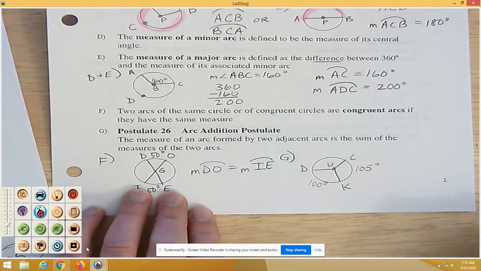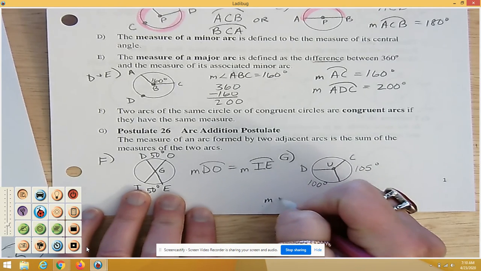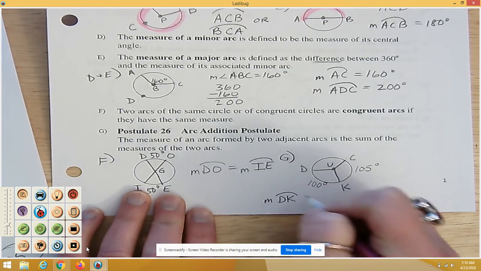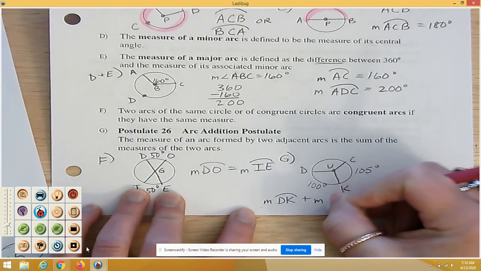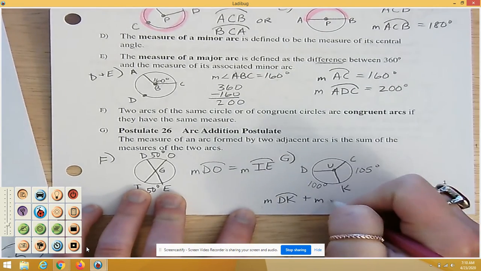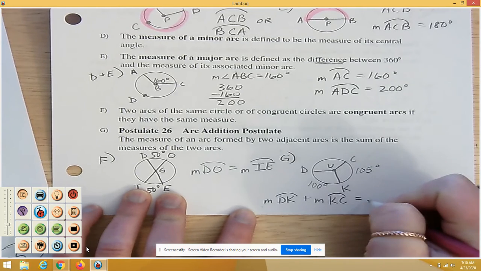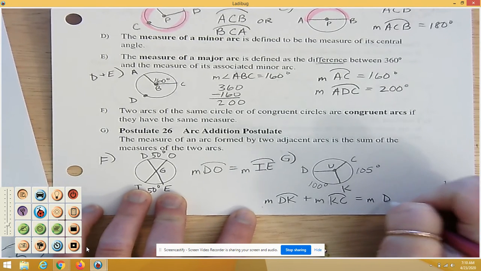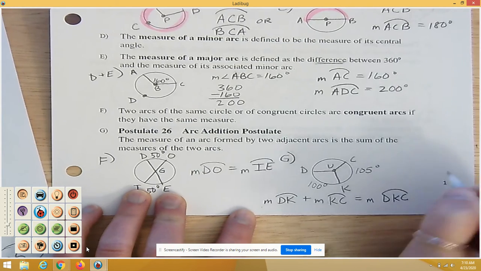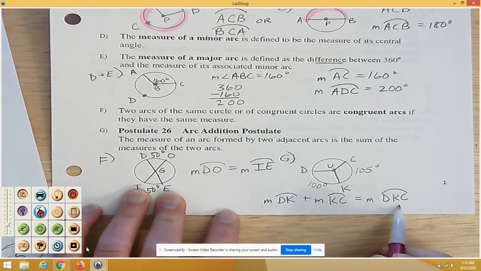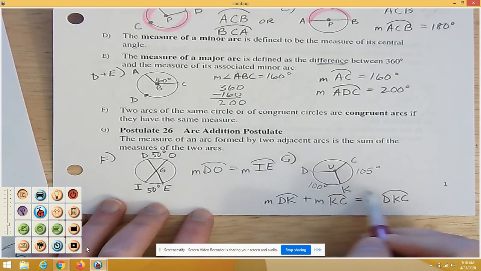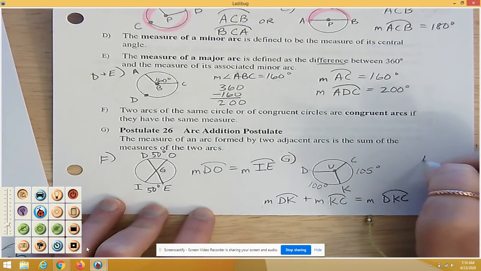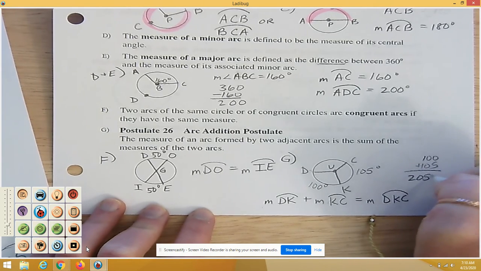The corresponding central angle would also be 100 degrees. And I'm going to write it out fancy, and I'm going to say the measure of arc DK plus the measure of arc KC would equal the measure of arc DKC. Now, I'm not going to be asking you to write out the notation. I just want you to recognize that that's what you're doing. So you're adding this degree to that degree to get the total. So in our case, it's just 100 plus 105 to get 205 degrees.